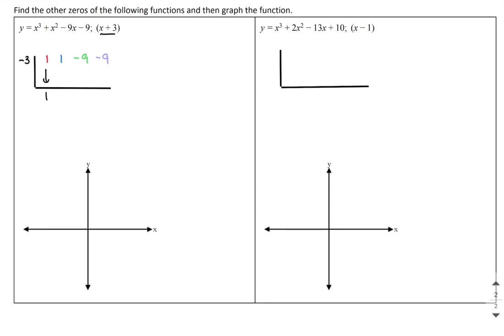I have negative 3 times 1, which gives me negative 3. 1 plus negative 3 is negative 2. Negative 3 times negative 2 is 6. Negative 9 plus 6 is negative 3. Negative 3 times negative 3 is 9, and then I get 0.